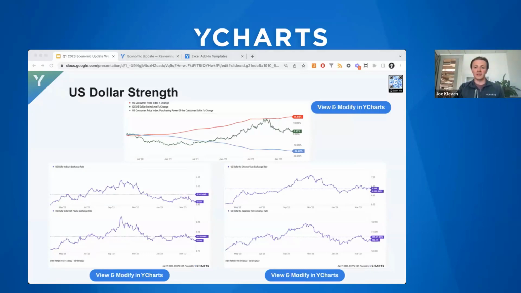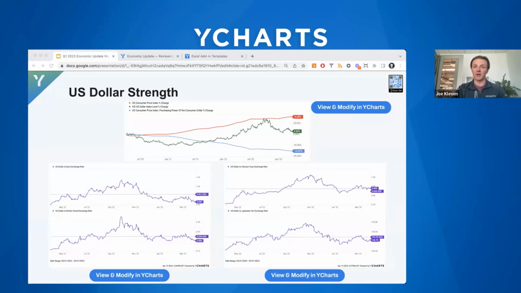And looking at US dollar strength, the strength of the US dollar was up and down in Q1, but still settled down from its Q3 2022 high. Dollar to euro, dollar to pound sterling, and dollar to Chinese yuan rates all fell further from their 52-week highs in Q4 2022. The US dollar to Japanese yen was the one outlier, which increased by about 0.7% in Q1.